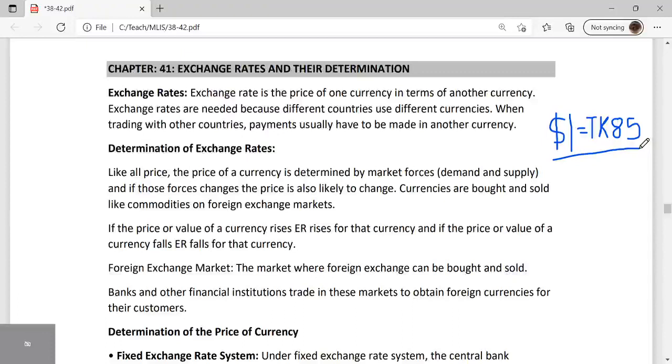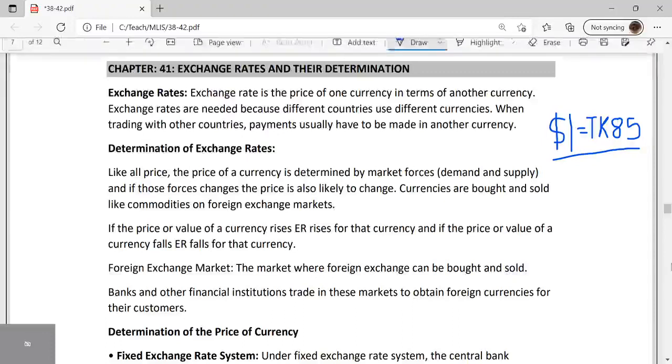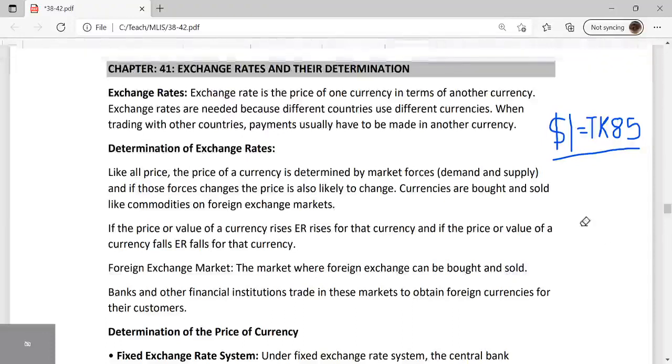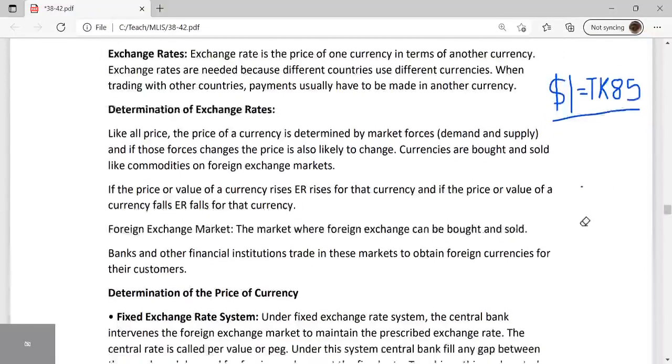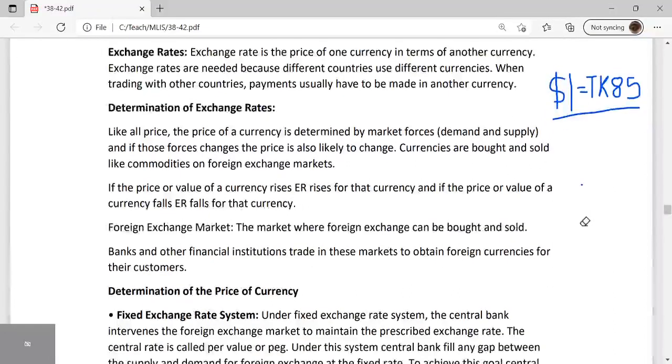So how is this determined? The determination of exchange rates: like all prices, the price of a currency is determined by market forces, which are demand and supply. And if those forces change, the price is also likely to change. Currencies are bought and sold like commodities on the foreign exchange market.